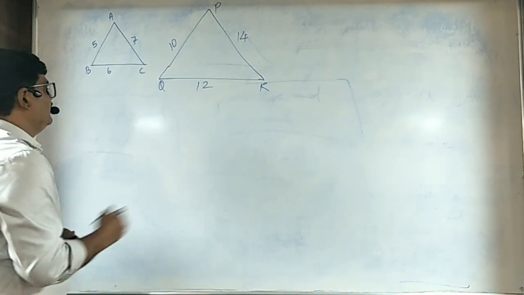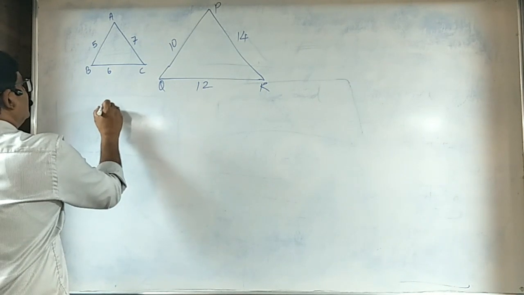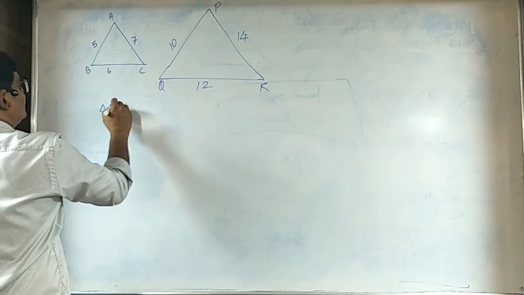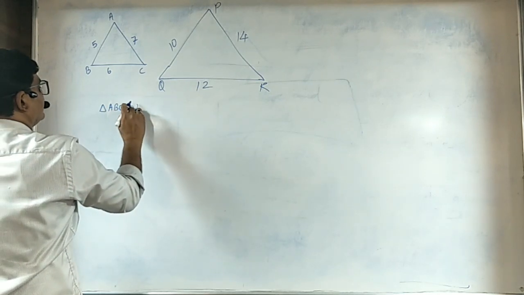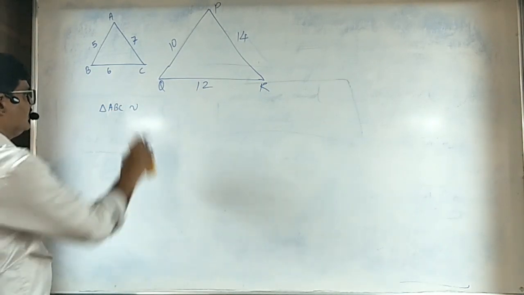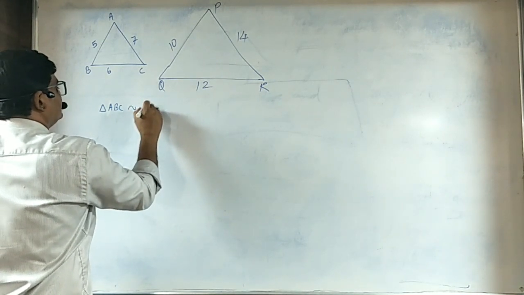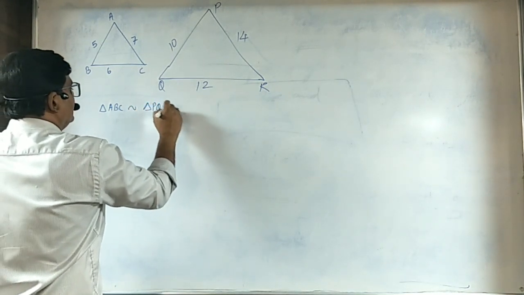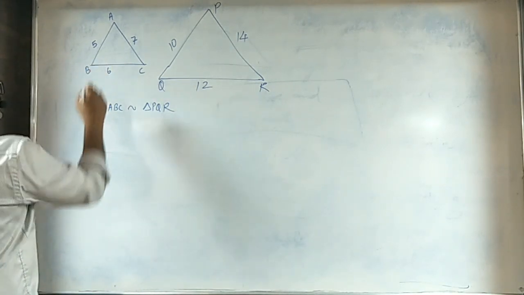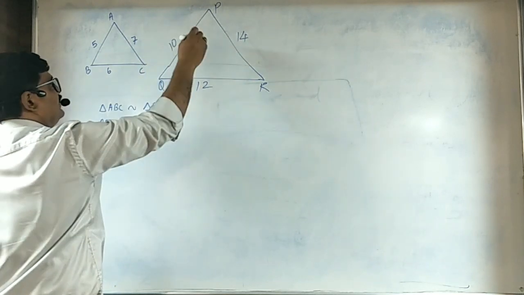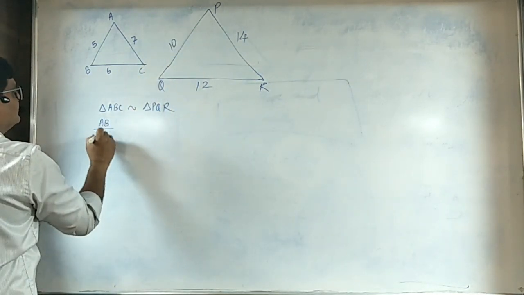For triangle ABC to be similar to triangle PQR, what are the things that must hold? If you check this out, take AB. The corresponding side to AB in triangle PQR is PQ.